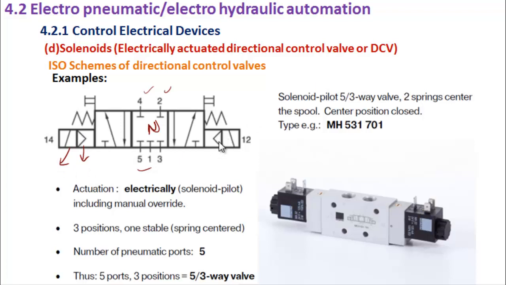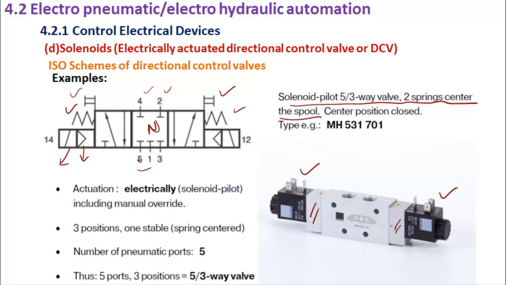This is also a pilot solenoid. So you can see the 2 solenoids here. But since this has a very big spool, the solenoid alone is not enough. So there is a pilot system which takes care of moving the spool, and there is a spring attached to it. Both sides have a spring, and both sides have a manual override, that means you can manually override it. So this is a solenoid pilot 5/3 valve with 2 springs centering the spool.